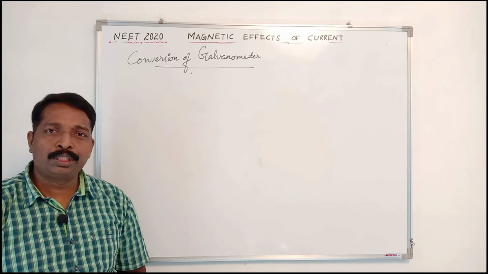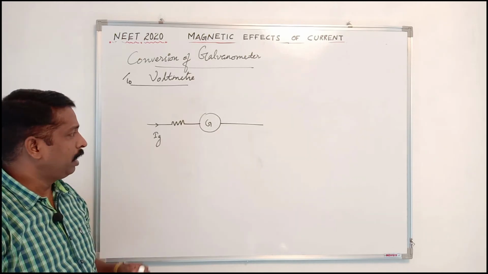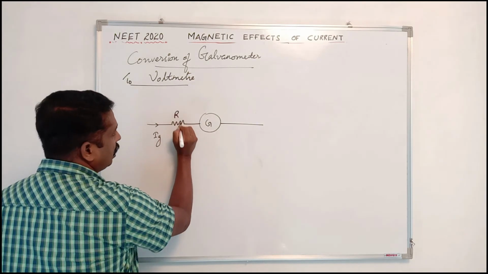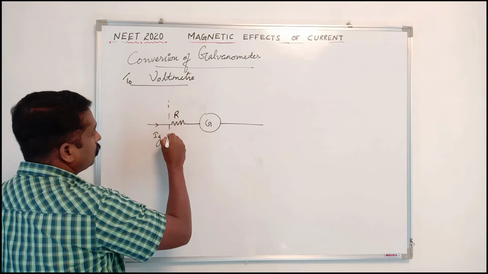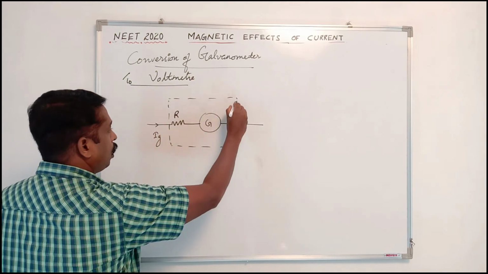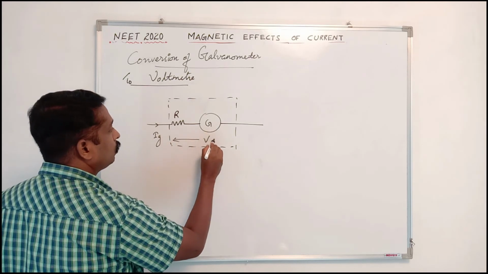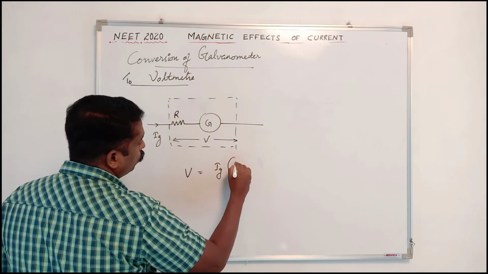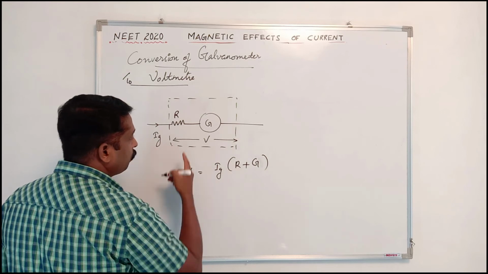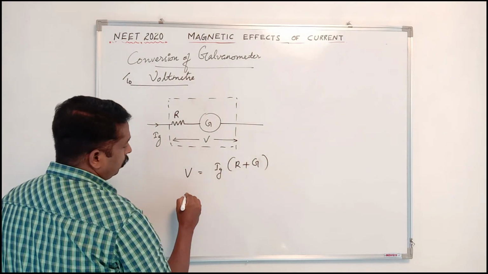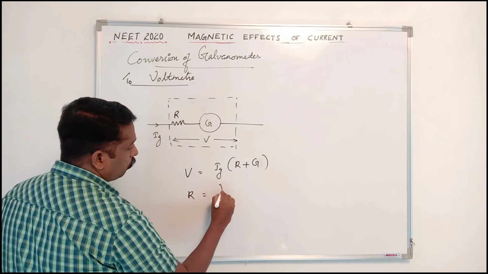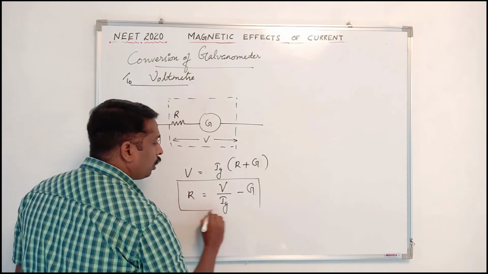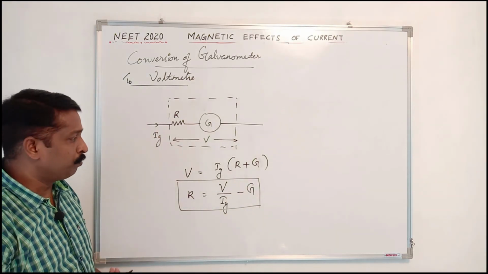Second, conversion of galvanometer to voltmeter. A galvanometer reads a current Ig ampere. Then a high resistance R is connected in series with the galvanometer. Hence, this combination now works as a voltmeter. So this is the voltmeter. The voltage V is equal to Ig into R plus G because it is the series combination of resistors just added. Then what is the value of R? R is equal to V by Ig minus G. So this is the value of resistance required to convert a galvanometer to a voltmeter.